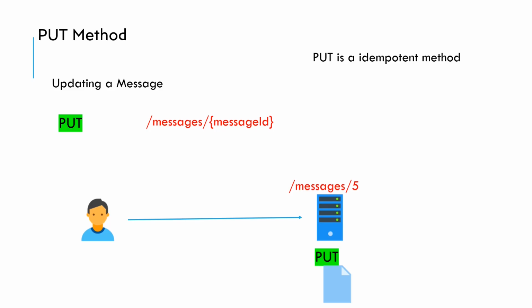So we can say that PUT is a method which is idempotent, and we can repeat it safely, right? Now let us understand about the DELETE method. Suppose we want to delete some message in our application.